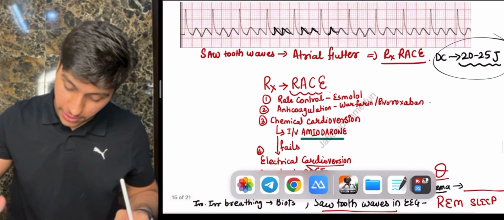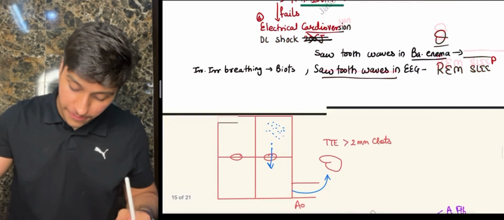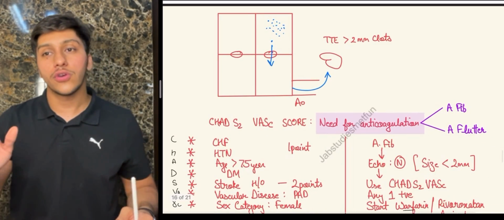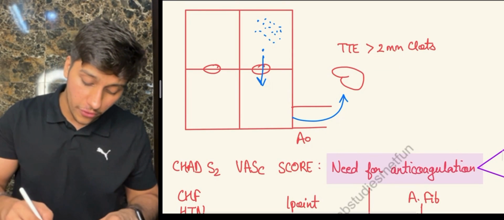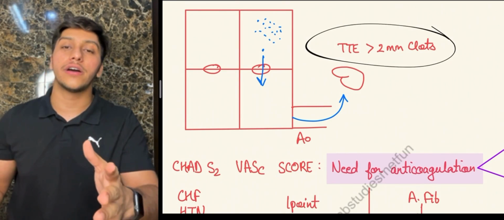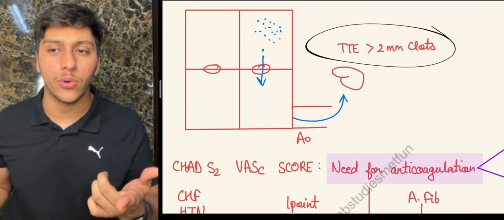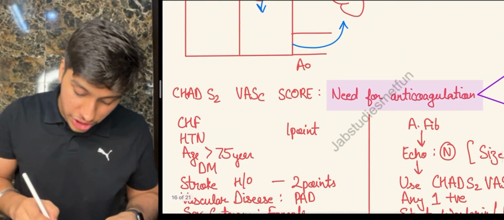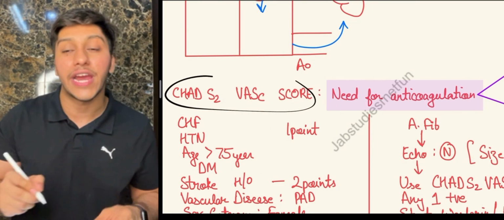So now, guys, over here you have to see what the management is. If the transthoracic echo is of no use for clots less than 2 mm, we need something with which we can make the judgment whether we should give anticoagulants or not. That is, guys, your CHA2DS2-VASc score.